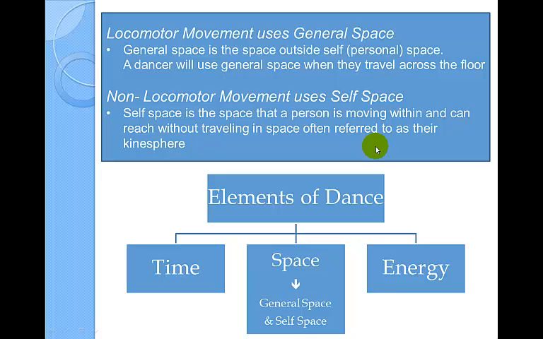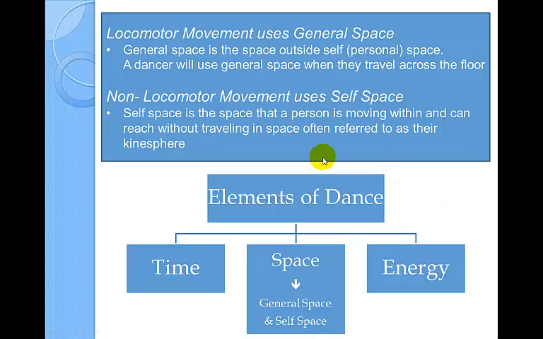Locomotor movement uses general space. General space is a space outside your self or personal space, and a dancer will use general space when they travel across the floor. Non-locomotor movement uses self space. Self space is a space that a person is moving within and can reach without traveling in space, often referred to as their kinesphere or, as I mentioned before, their personal space or their body bubble. General space can be compared to going from class to class. Self space can be compared to sitting at a desk.